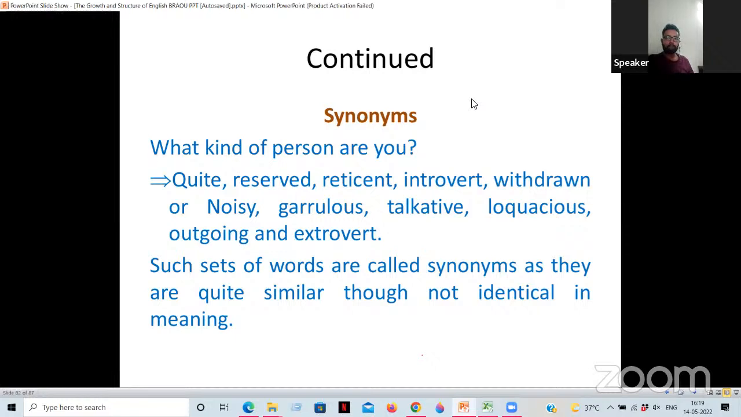Instead of saying loquacious, that is a very technical word, loquacious, because it has come from loc, location, which means speech. Loquacious means someone who used to speak too much. That means talkative. Isn't that so? So in order to make someone understand something, we use this kind of words.